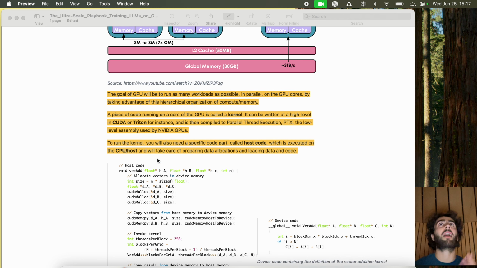So this comes back to the theme of overlapping computation and communication, which we discussed quite extensively throughout the parallelism section. Next, a piece of code running on a core of the GPU is called a kernel, and this can be done in languages such as CUDA or Triton, CUDA being in C++. I mean, it is its own language, but it's essentially C++, and then Triton, which is in Python.